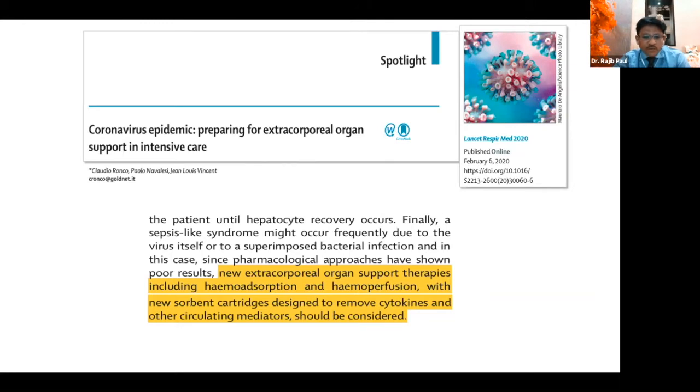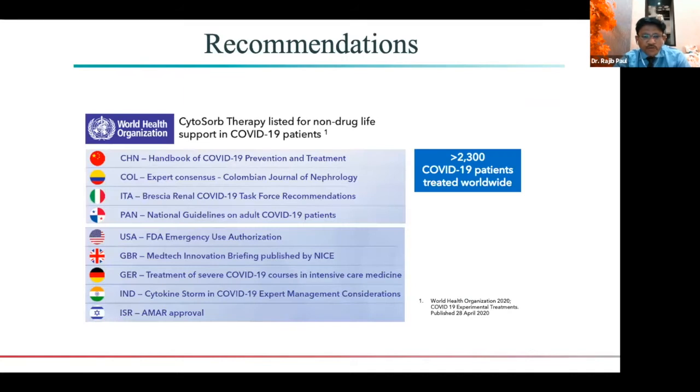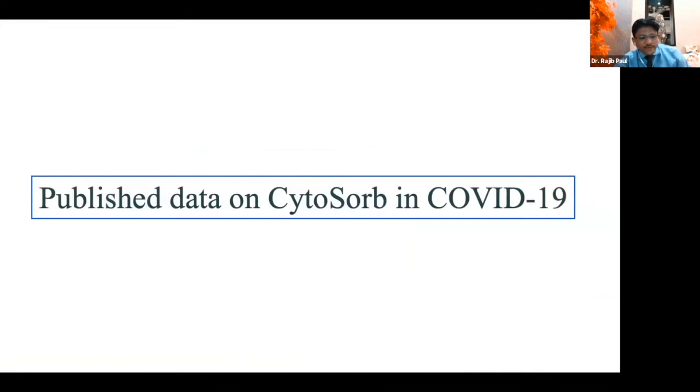Cytosorb belongs to the group of sorbent cartridges to remove cytokines. It has already received the US FDA approval and the European Union approval, and also the approval in India. So we can use it in COVID-19 patients. It is also being used in multiple centers and countries like Italy, USA, Great Britain, Germany, Colombia. More than 2,300 patients with COVID-19 worldwide have been treated with Cytosorb till now. So a large number of patients have already been treated, and that gives us some published data.